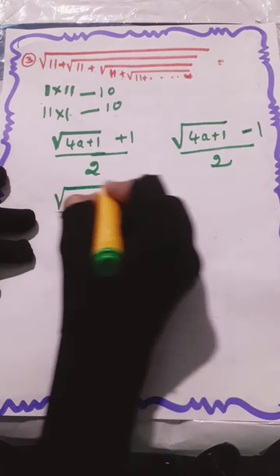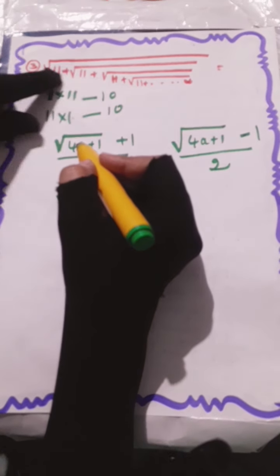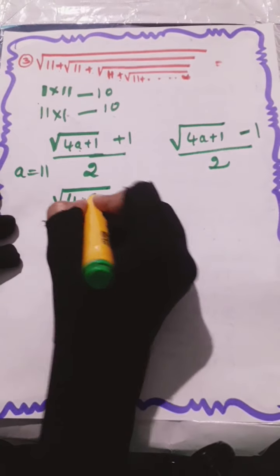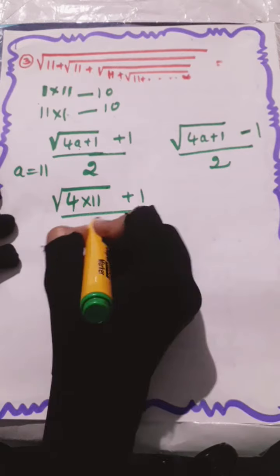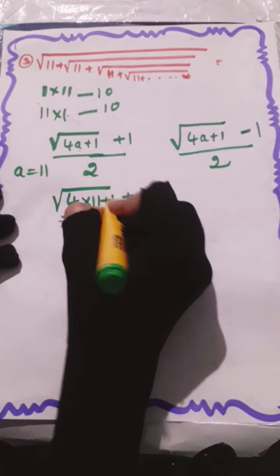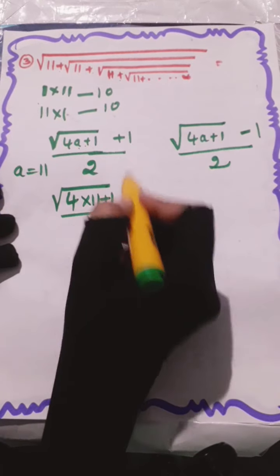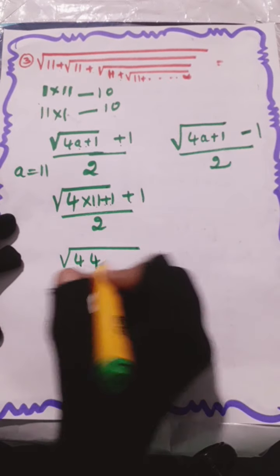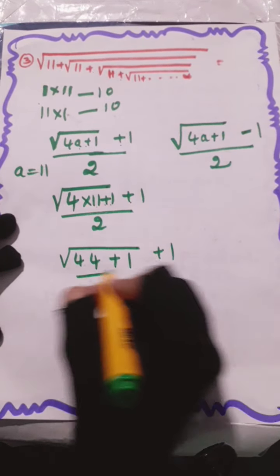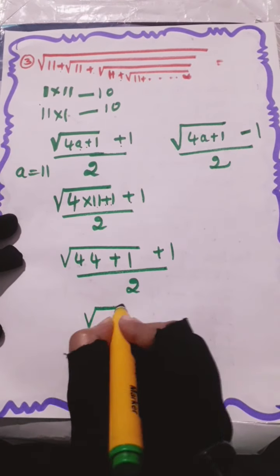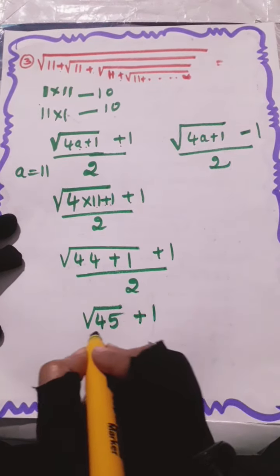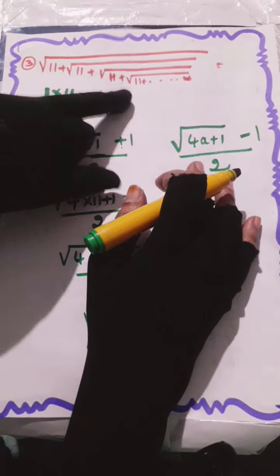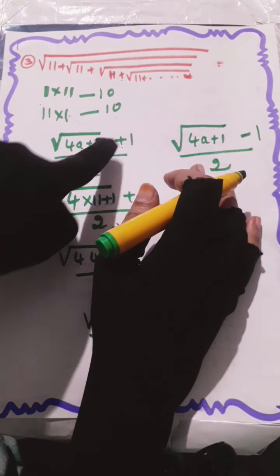Now under root, what is the formula? 4a plus 1. Then a is what? A is the number itself. 11 plus 11 plus is there, no? So 4 into 11 plus 1, then this plus 1 also we have to write as it is, by 2. Then 4 11s are 44 plus 1, then this plus 1 as it is by 2. So 44 plus 1 is 45. Under root 45 plus 1 by 2. This is our answer. So for plus questions we have to write under root 4a plus 1, plus 1, by 2.